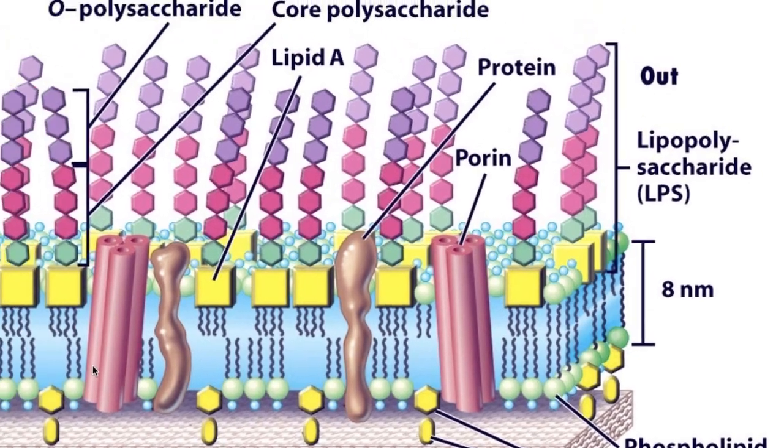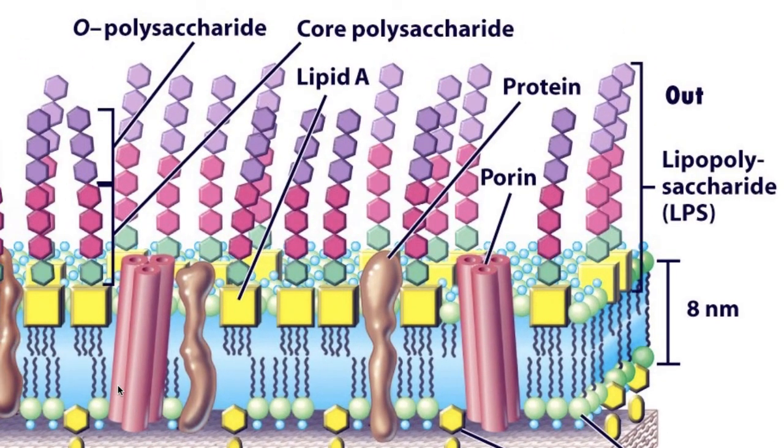Secondly, the surface of the outer membrane has a unique molecule, lipopolysaccharide, or LPS. LPS is composed of a lipid part, lipid A, and this is attached to a long polysaccharide that projects into the environment. LPS forms a barrier for the cell that slows down the diffusion of hydrophobic molecules toward it.